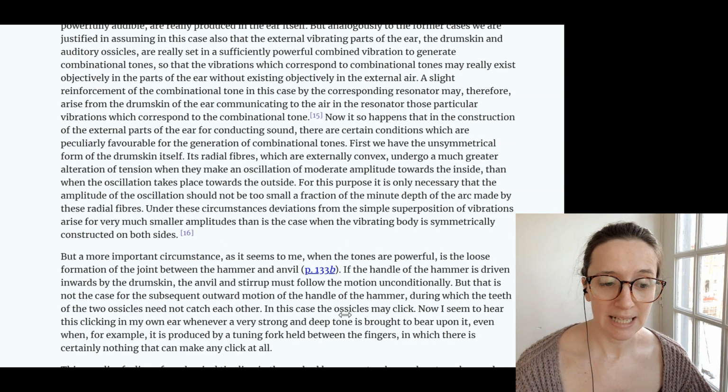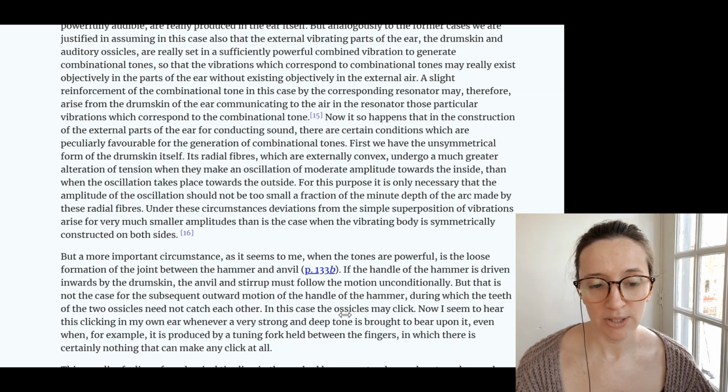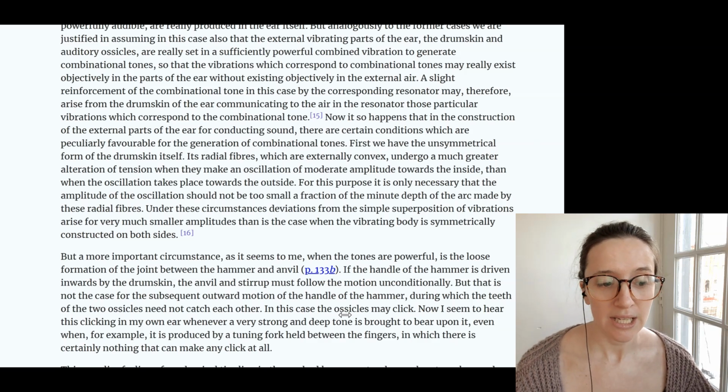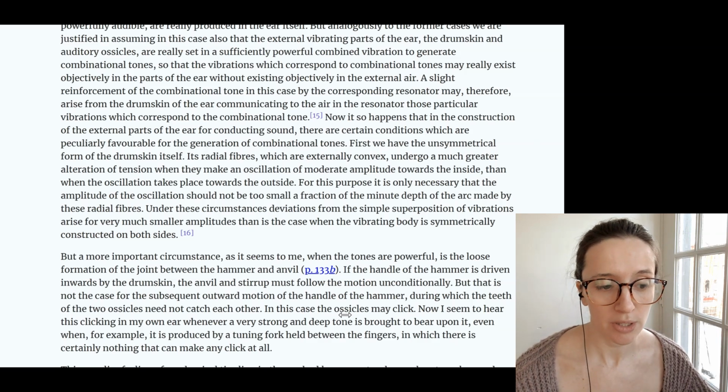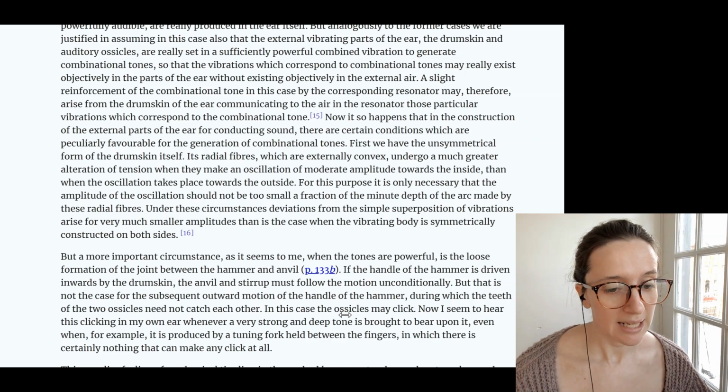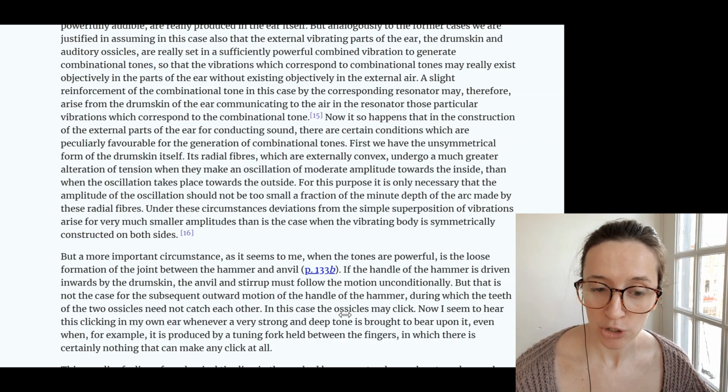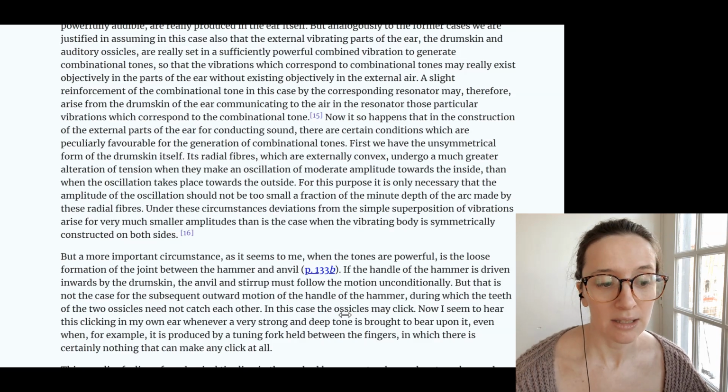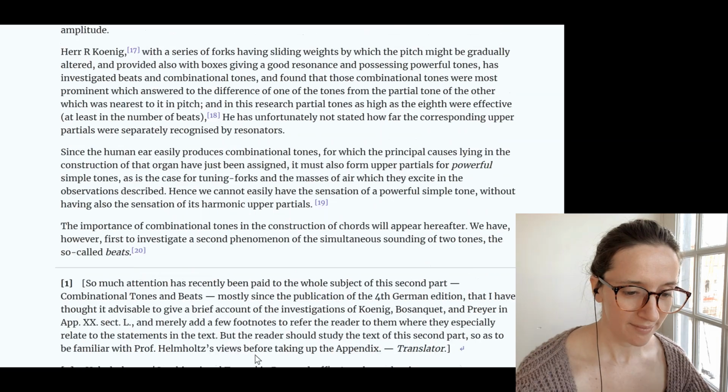Now, it so happens that in the construction of the external parts of the ear for conducting sound, there are certain conditions which are peculiarly favorable for generation of combinational tones. First, we have the unsymmetrical form of the drum skin itself, its radial fibers, which are externally convex, and the loose formation of the joint between the hammer and the anvil.